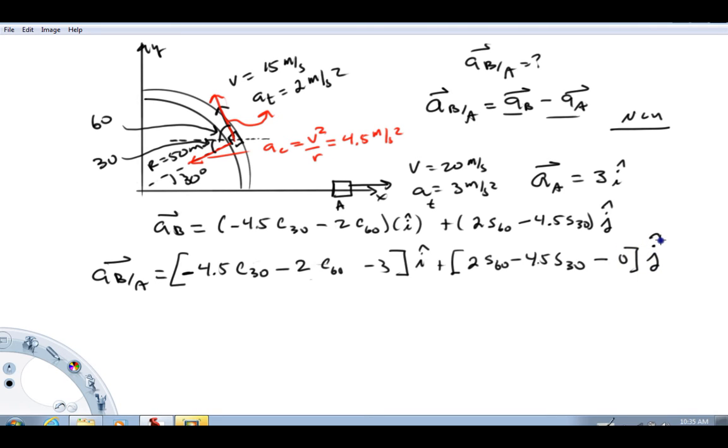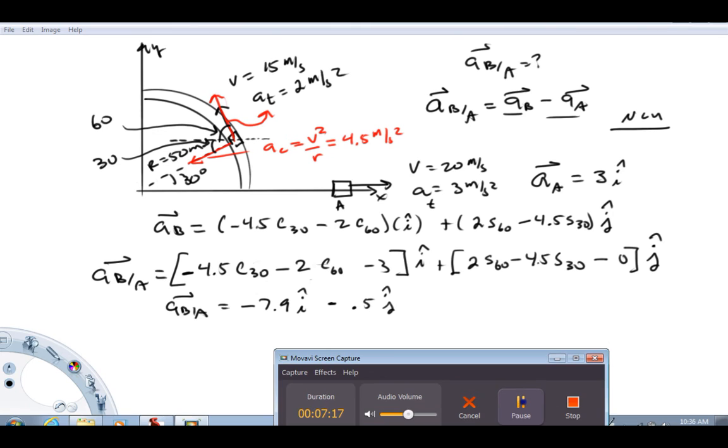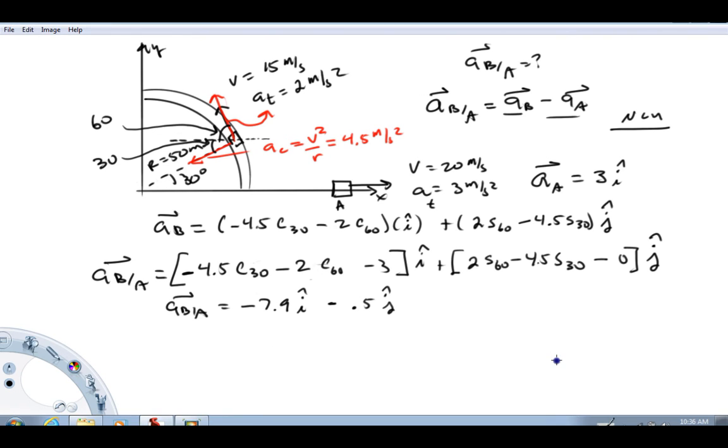And now what we do is we just got to go through and calculate a value here. So I'm going to go ahead and just pause this just for a moment here while I do that. Okay, I'm back. So I calculated values. I ran that and I got negative 7.9. I ran that and I got negative 0.5. I'm going to go ahead and attach units to it. These are in units of meters per second squared. So there's the acceleration of B with respect to A.